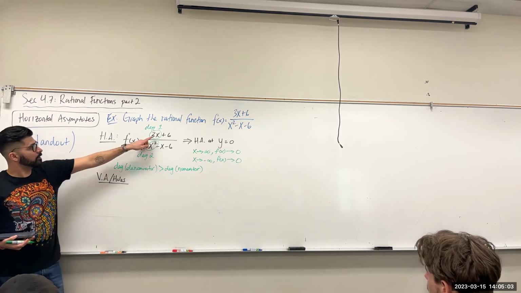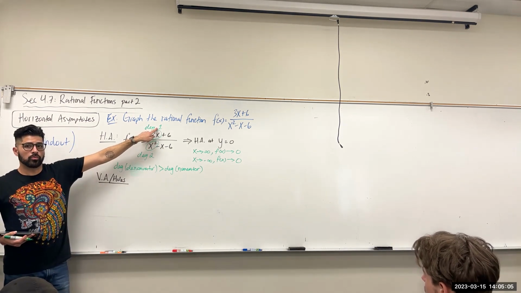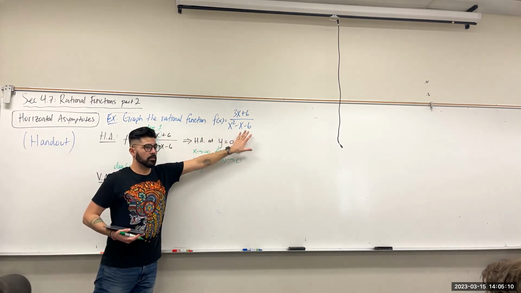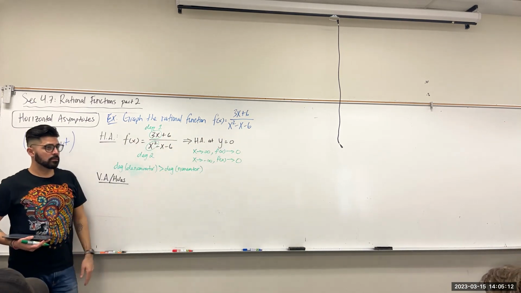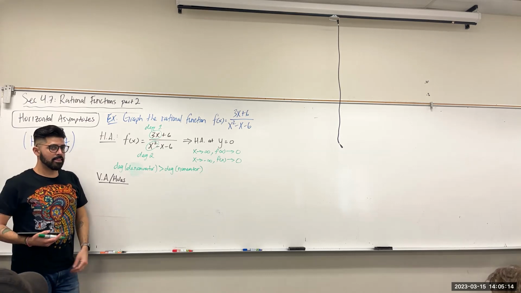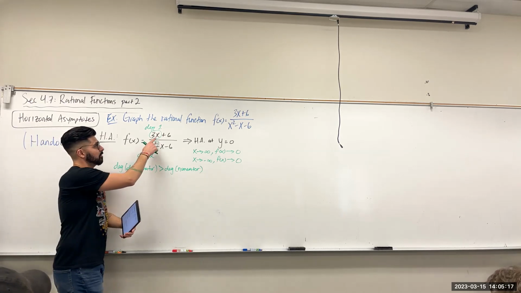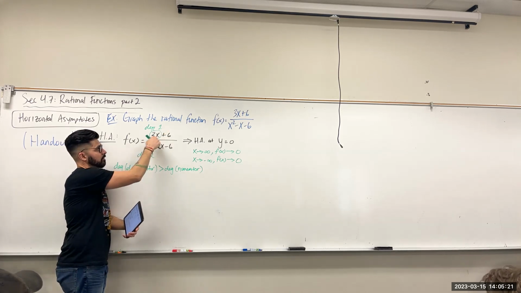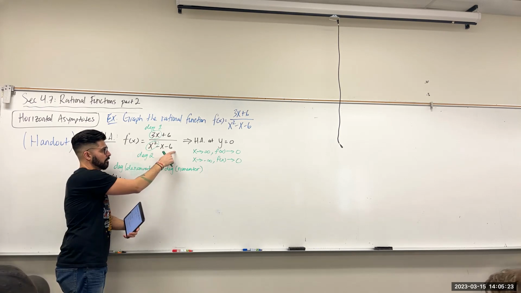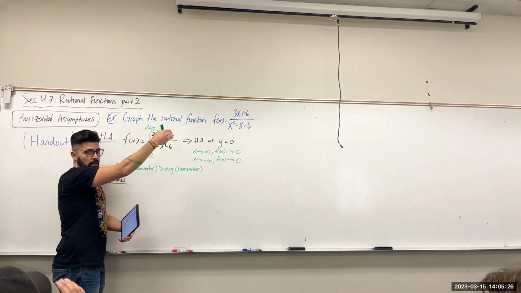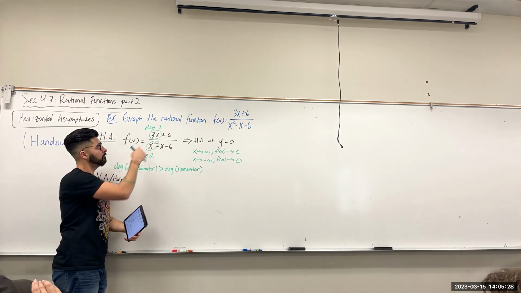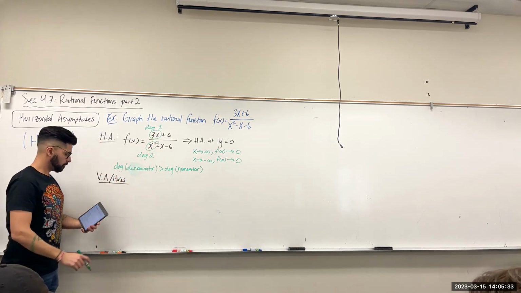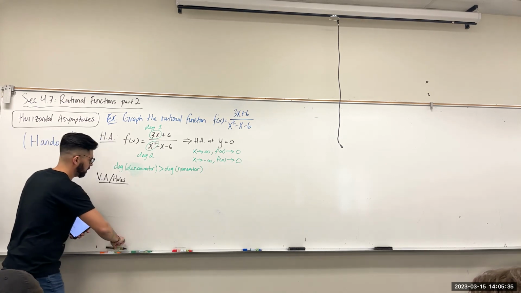What if on the top, this was degree 2? Say this was degree 2. What would be your horizontal asymptote? It would be the leading coefficient of this guy here, 3, over the leading coefficient of the bottom, 1. So it'd be 3 over 1, which is 3, if the degrees were the same. We'll practice more.